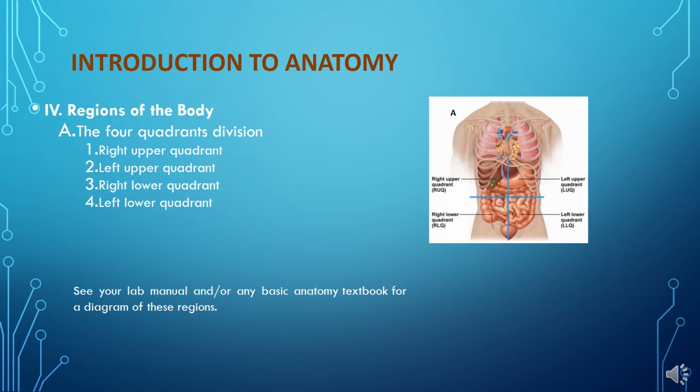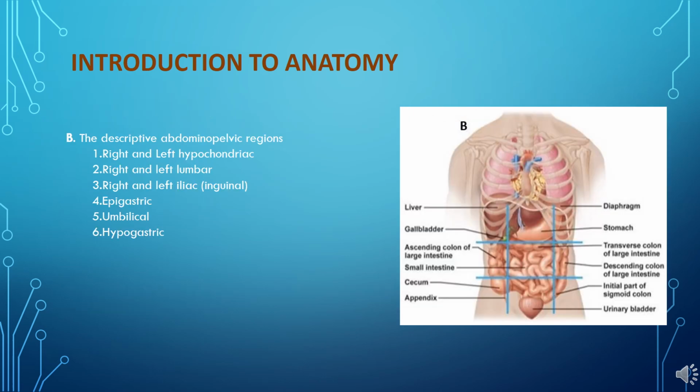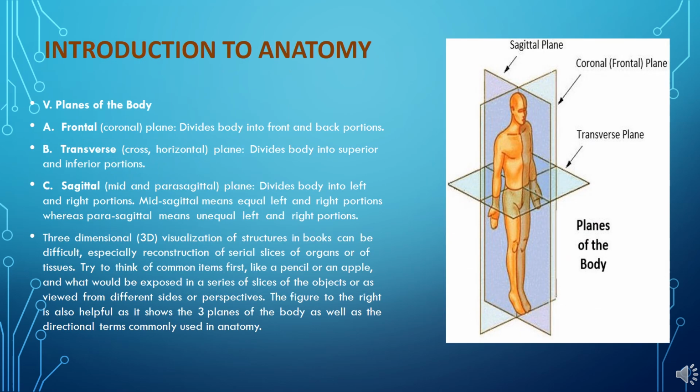IV. Regions of the body. A. The four quadrants division: right upper quadrant, right lower quadrant, and so on. See your lab manual and/or any basic anatomy textbook for a diagram of these regions. B. The descriptive abdominopelvic regions: right and left hypochondriac, right and left lumbar, right and left iliac, inguinal, epigastric, umbilical, hypogastric. V. Planes of the body.